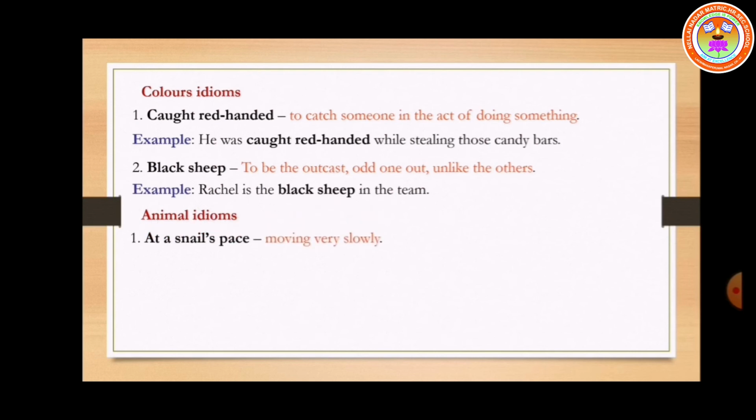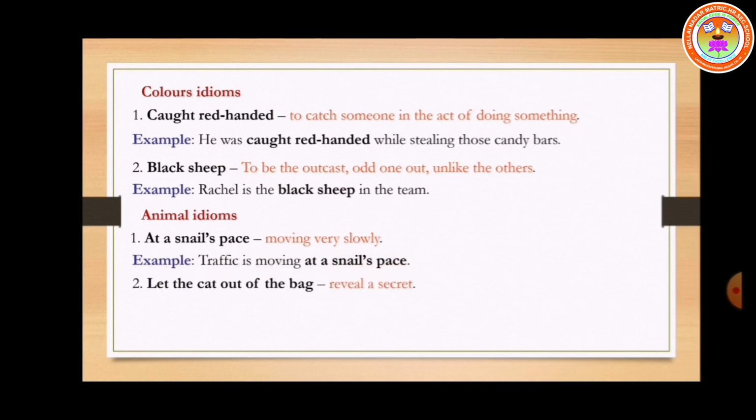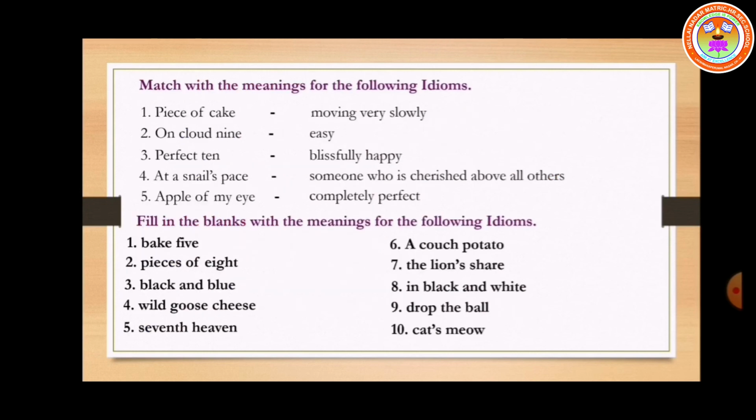At a snail's pace, moving very slowly like a snail. Example, traffic is moving at a snail's pace. Then second one, let the cat out of the bag, which means reveal a secret. The example of it is, who let the cat out of the bag about the surprise party? So who revealed the secret in the surprise party is the meaning.